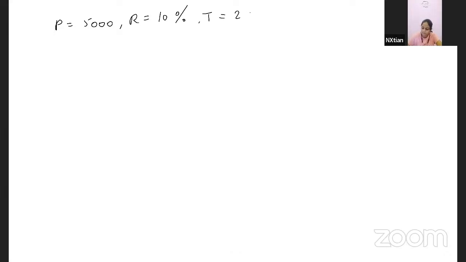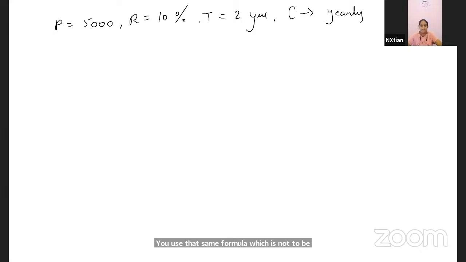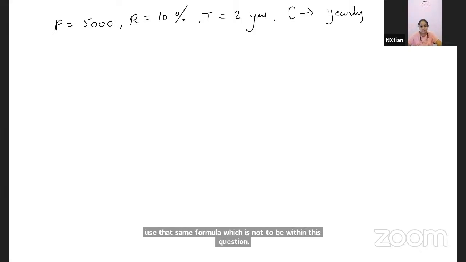Compounded. Who got this question wrong? Ma'am, I have a doubt. Yes, Andrew. Ma'am, I used the same formula for this question also. You used that same formula, which is not to be used in this question. That formula is not for this question.